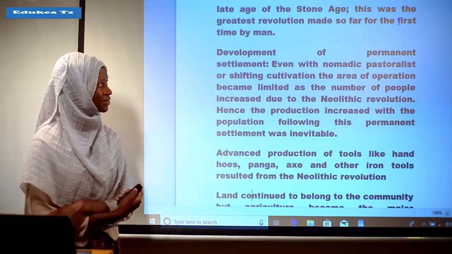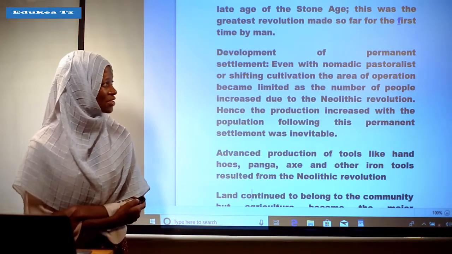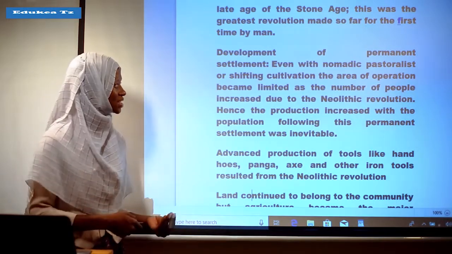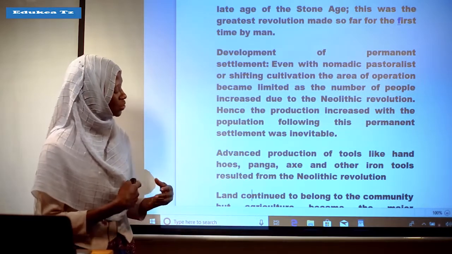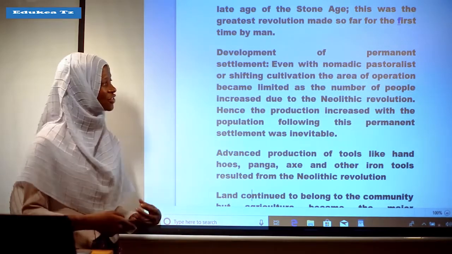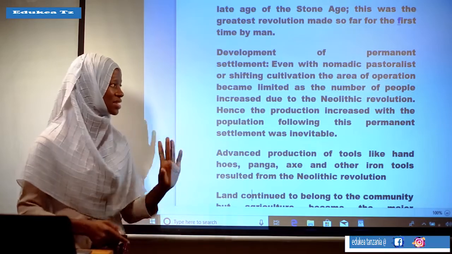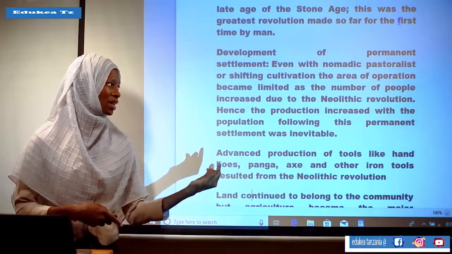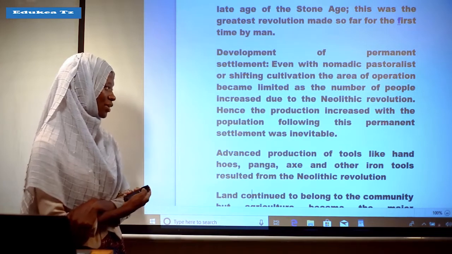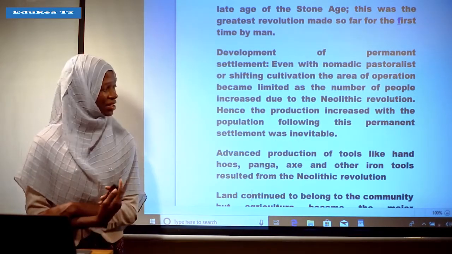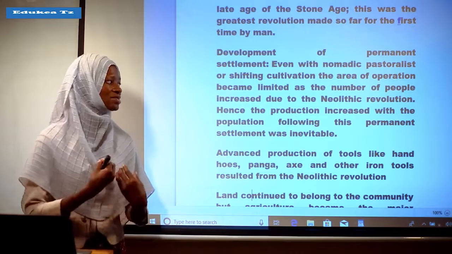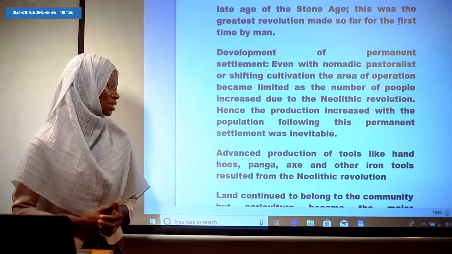In primitive communalism, there was no permanent settlement, especially among pastoralist societies who were shifting from one place to another, maybe those who used to have cattle, or those who used to practice shifting cultivation. Now they started to have a single place and settle due to the Neolithic revolution. Hence, as production increased with the population, permanent settlement was inevitable. Since there was enough production and the population increased, they willingly decided to have permanent settlement.